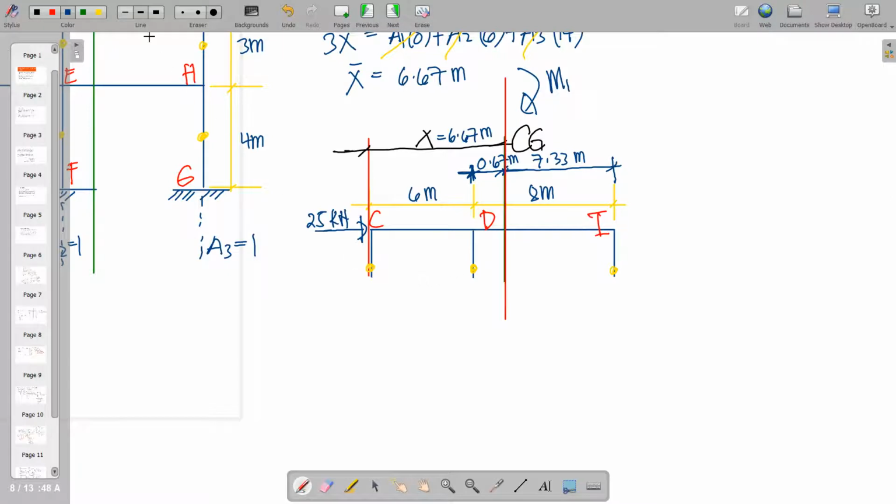And what will be the value of M1? We just have to take note of the distance here. So 3 is bisected; this is 1.5. Therefore, M1 is simply equal to 25 times 1.5. So M1 is 37.5 kilonewton meter.